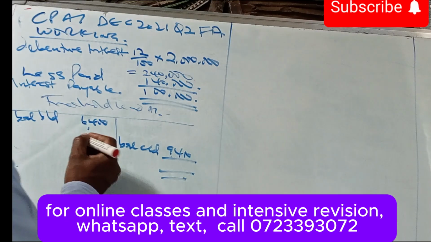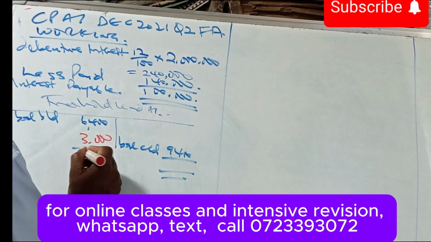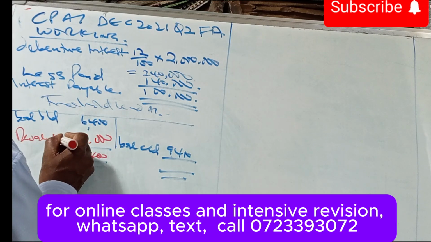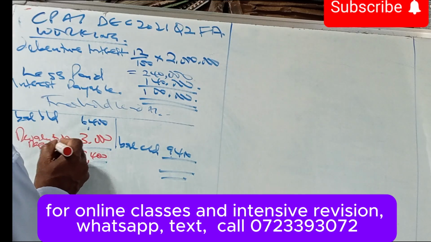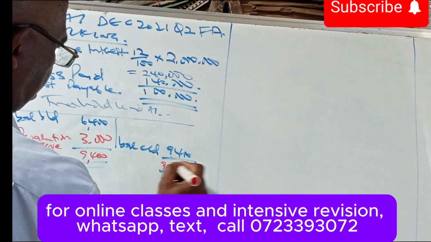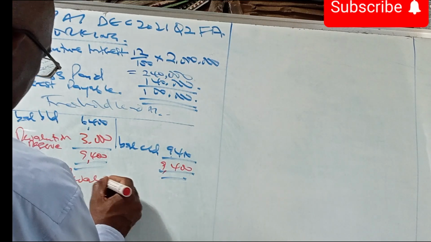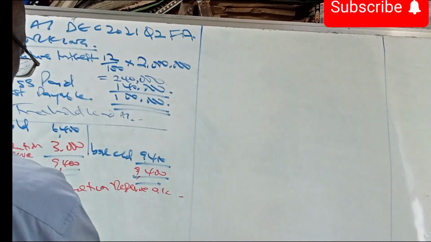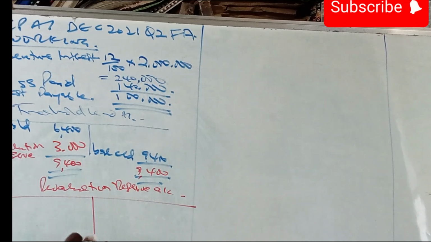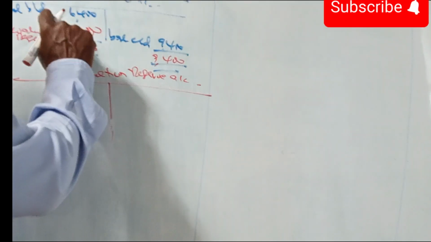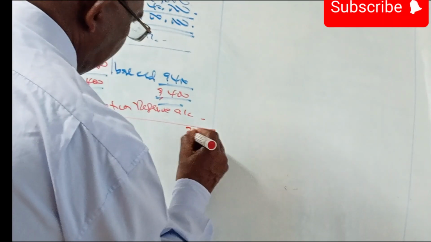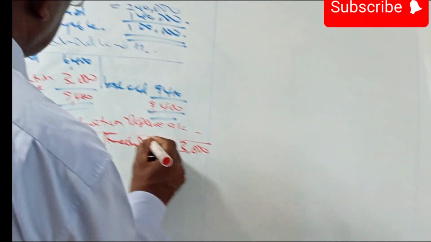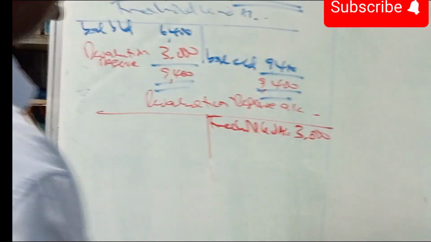And therefore it is increasing by 3 million. So we are creating a revaluation reserve account of 3 million, or revaluation surplus account of 3 million. Therefore we debit freehold land to increase the value by 3 million as we credit revaluation reserve with 3 million, and it is coming from the freehold land account.